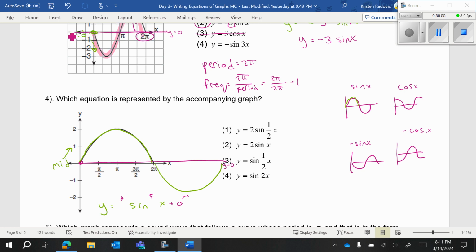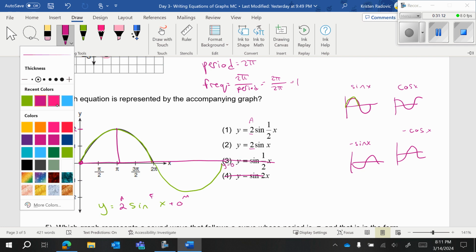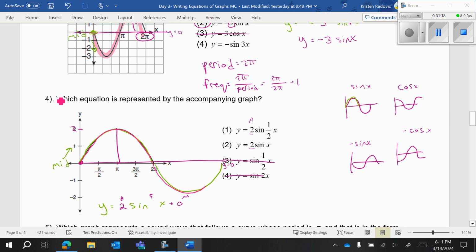Your amplitude, this distance from the middle to the top, is 2. At this point, you should have crossed out choice 3 and choice 4 because only choice 1 and 2 have an amplitude of 2. Now, your period is this whole thing, the top piece and the bottom piece. The question is, where do you end? Do you see that at half of it, it is 2 pi? So this full cycle must be 4 pi. So the period is equal to 4 pi.